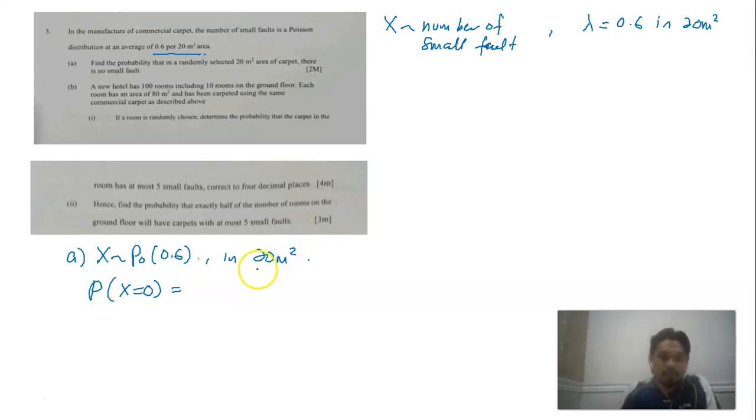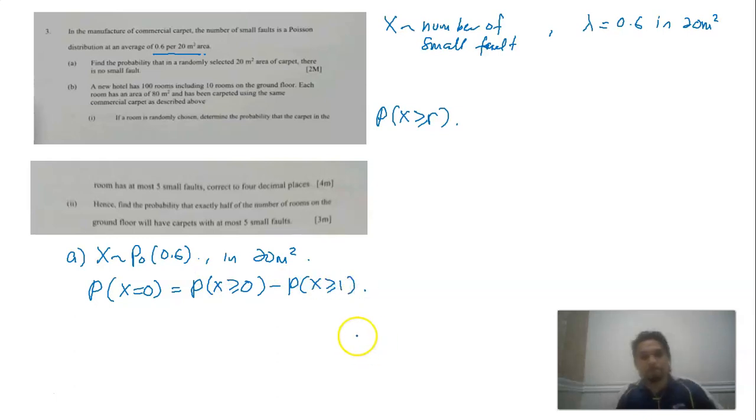Okay, so for this one, you may use the statistical table book, where you can find the reading. As we know, for Poisson, it will only give you the probability of X greater than or equal to r. So in this case, when X is exactly 0, we have the probability of X greater than or equal to 0 minus the probability of X greater than or equal to 1. So just find out from the book with lambda of 0.6.